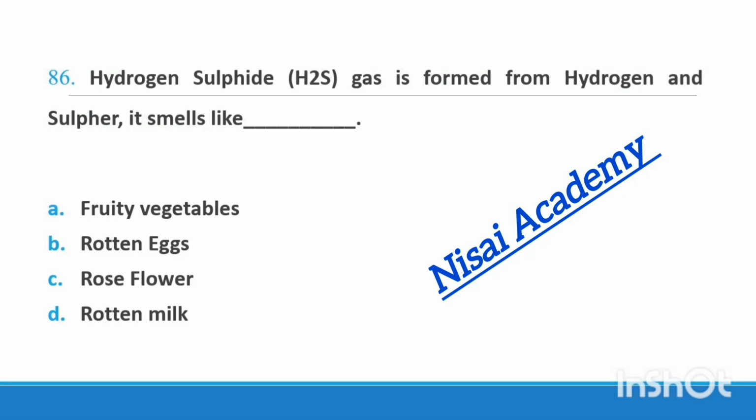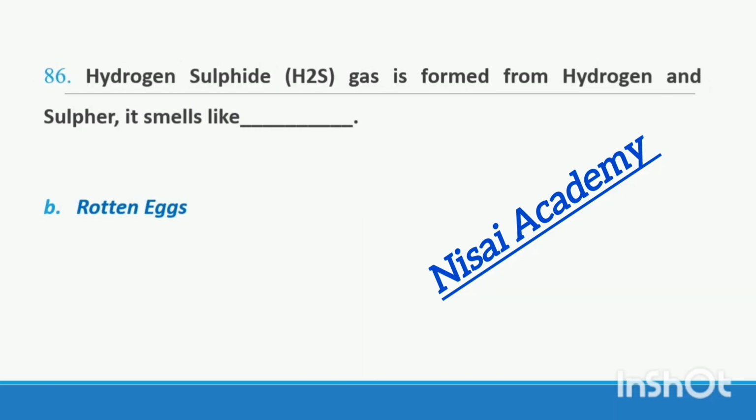Question 86. Hydrogen sulfide gas is formed from hydrogen and sulfur. It smells like option A fruity vegetables, option B rotten eggs, option C rose flower, option D rotten milk. Hydrogen sulfide gas smells like rotten eggs.